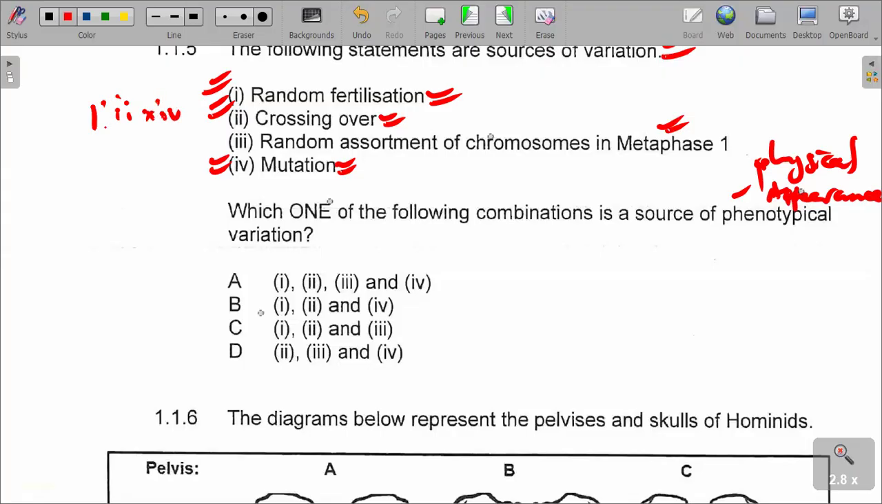So which is 1, 2, and 4? Which is B. That results in what? It results in a combination of phenotypical variation.